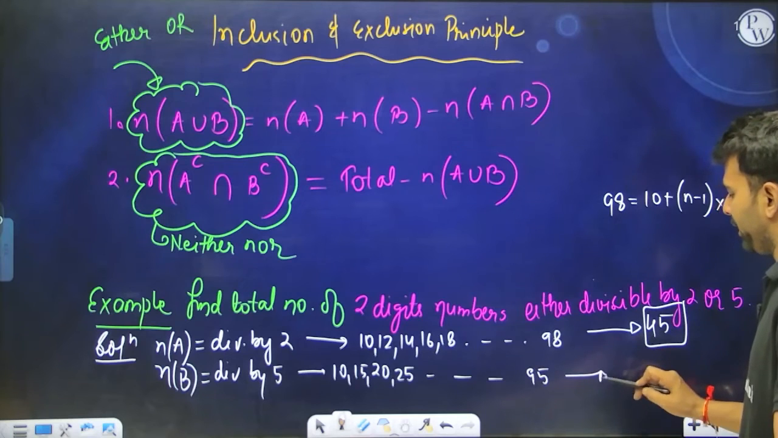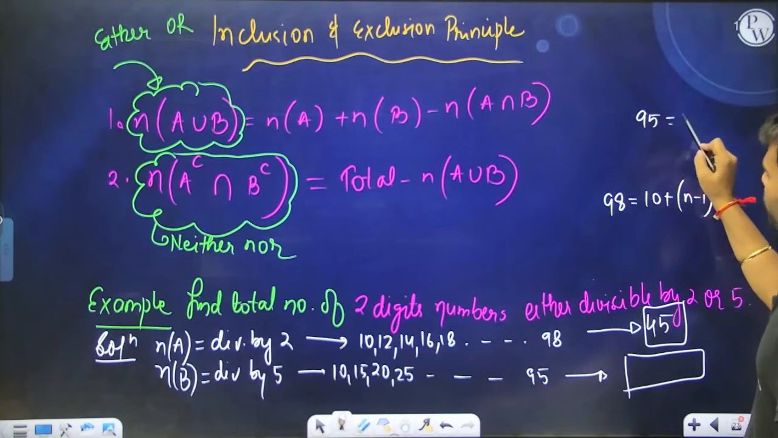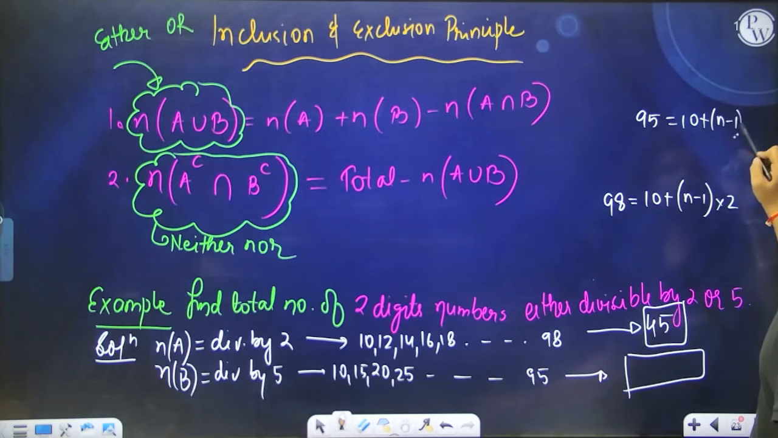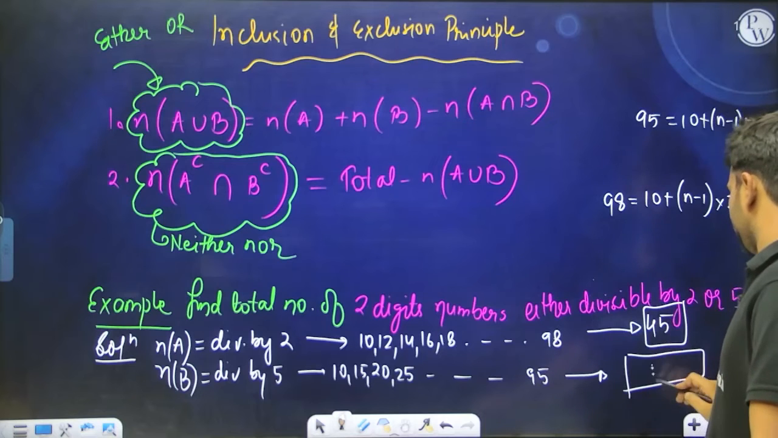And the numbers which are divisible by 5, can you find them out? They are 10, 15, 20, 25 and so on till 95. Can you find out how many numbers these are? 95 is equal to a plus (n minus 1) into d. So this is 85, 85 divided by 5 is 17, and n is 18. So these are 18 in number.